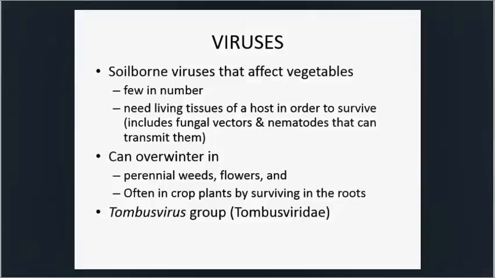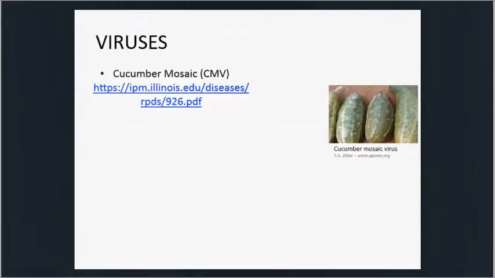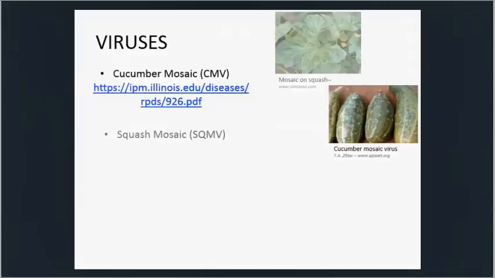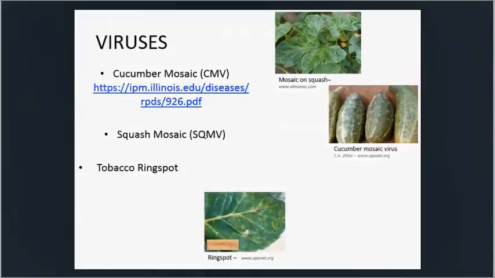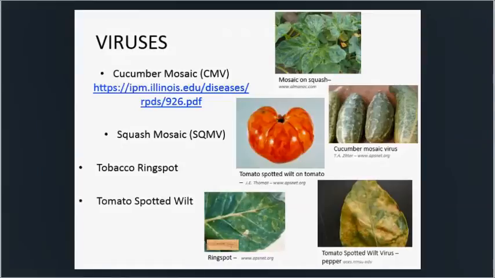Some of the examples that we're going to have here as far as the viruses, such as the cucumber mosaic, where you see kind of a stippling or mosaic pattern within the plant or leaves themselves. Squash mosaic, you see a really good example of that up on the top there. Tobacco ring spot, where you see those rings. Tomato spotted wilt on the tomato. So these are very good indicators.